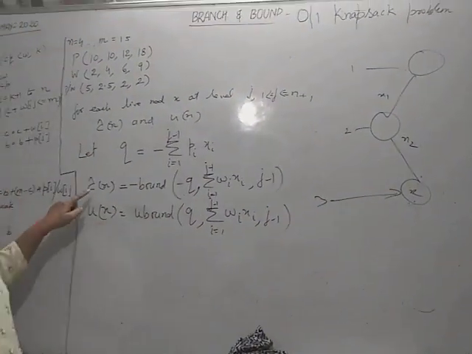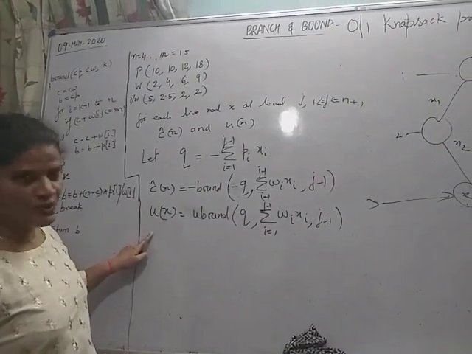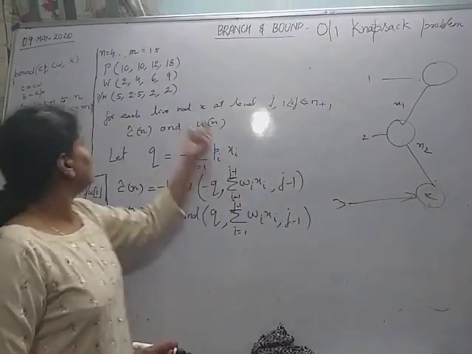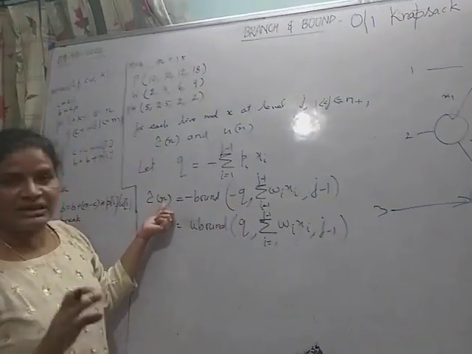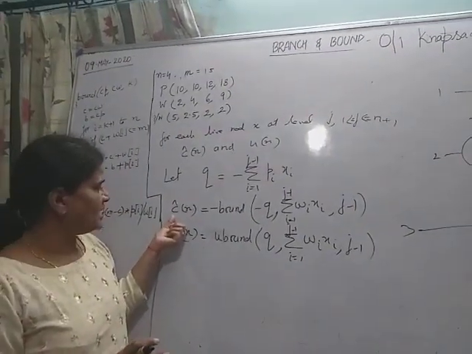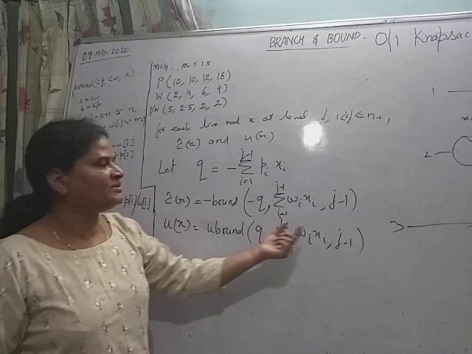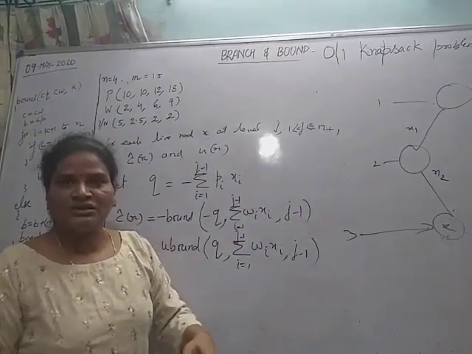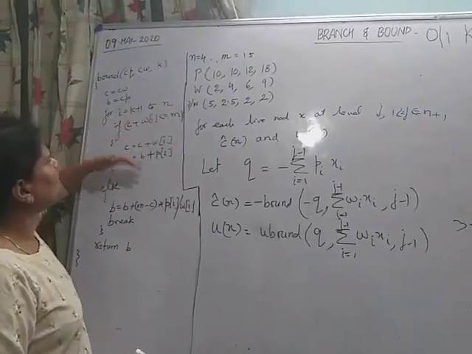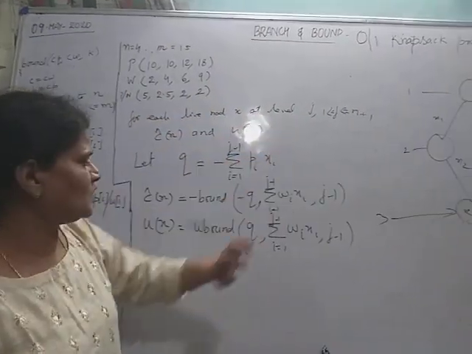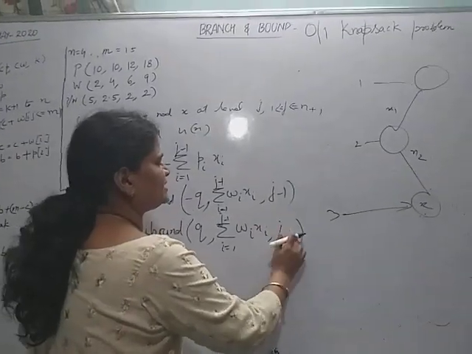In both cases, for the computation of Cx and Ux, carefully see, just the k is what? If for live node x you are computing the lower bound, then x is at level j. So I will pass here j minus 1. So it will take the decision from j plus 1 to n and add the cost to the current cost. Same for the upper bound, here j minus 1 is passed.